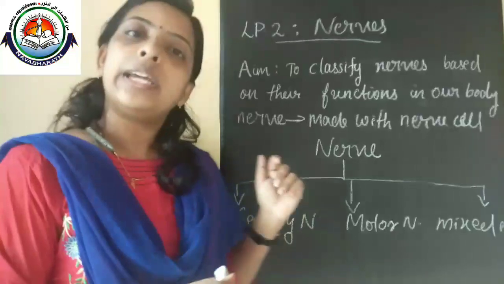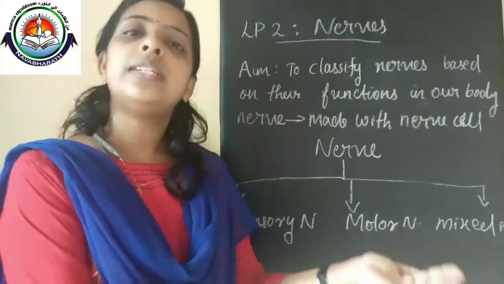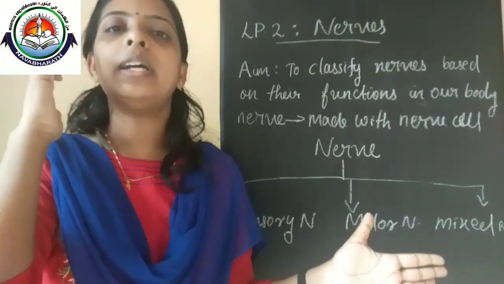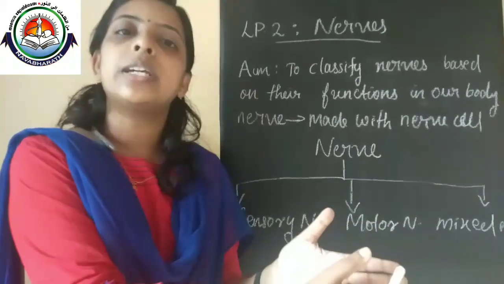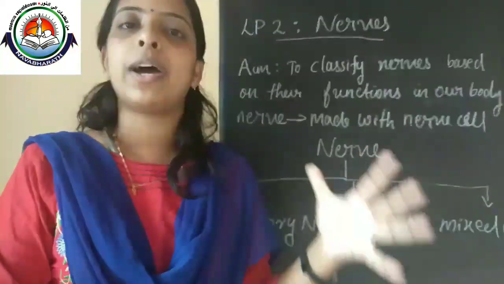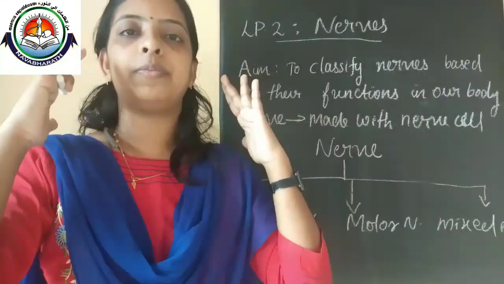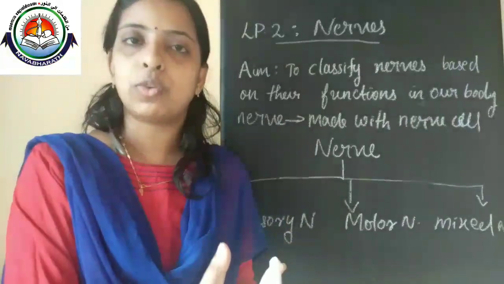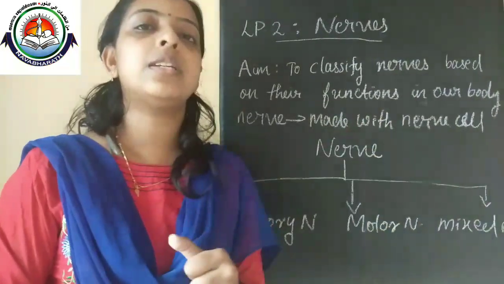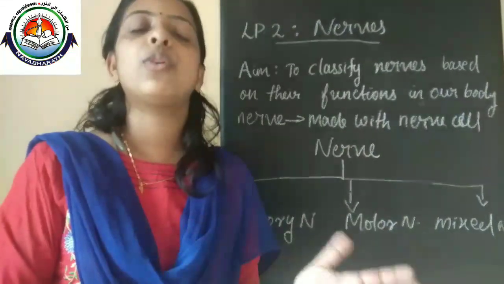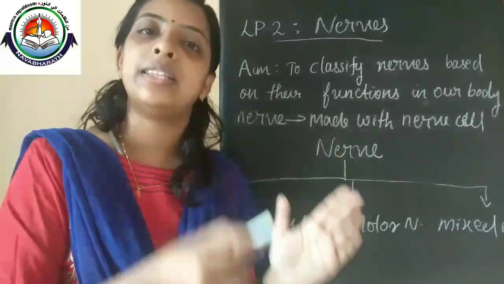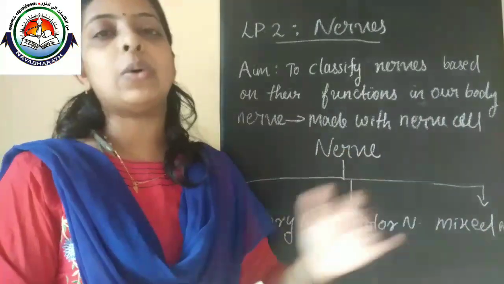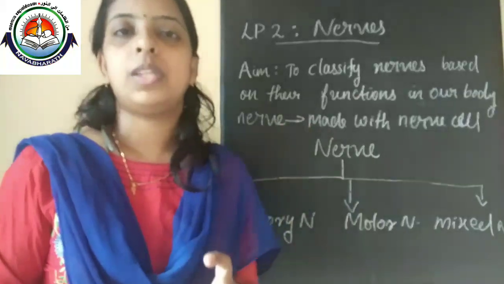In the case of sensory nerves, they can only take information from the various parts to the brain. Those nerves cannot return the information. Only they can take the information from various parts of our body to our brain. And motor nerves can only take the information from the brain to other parts of our body. In the case of mixed nerves, some nerves can take the information from the brain to other parts, and at the same time from other parts of the body to the brain. Okay, that's all about these three types of nerves.